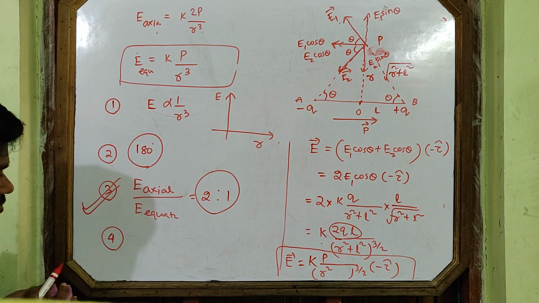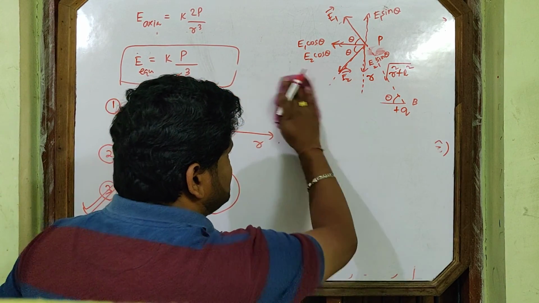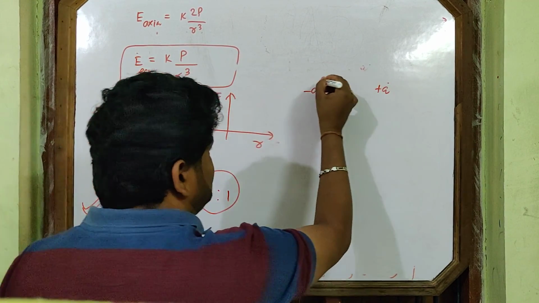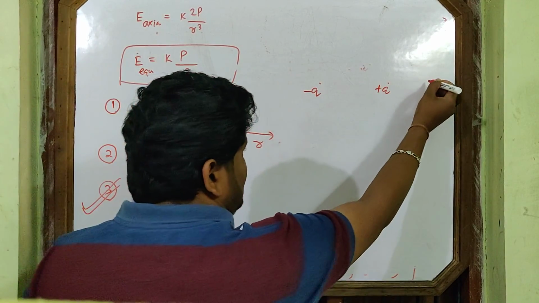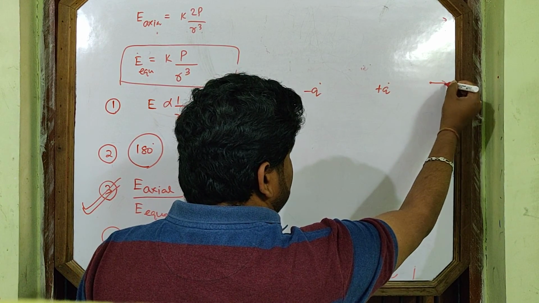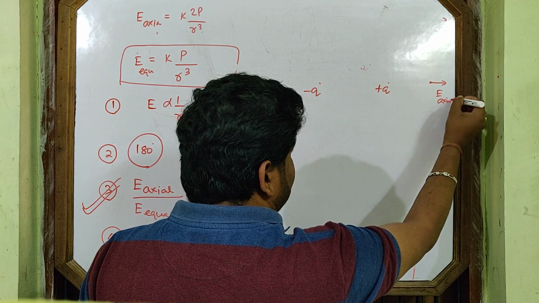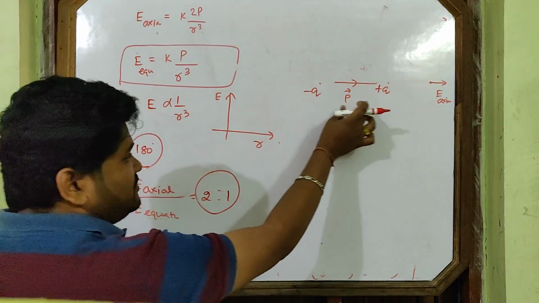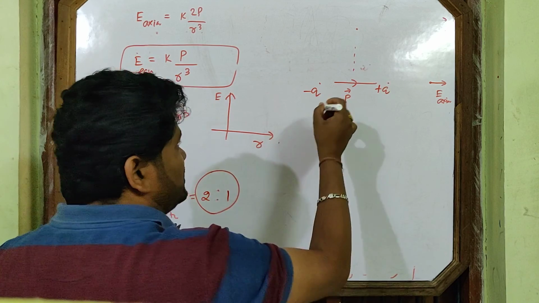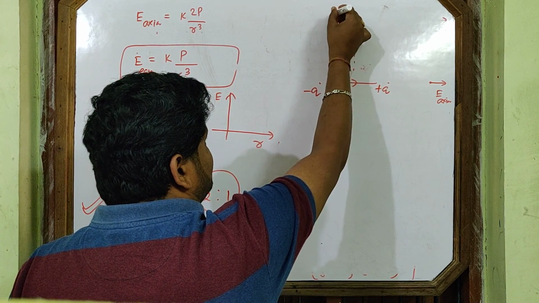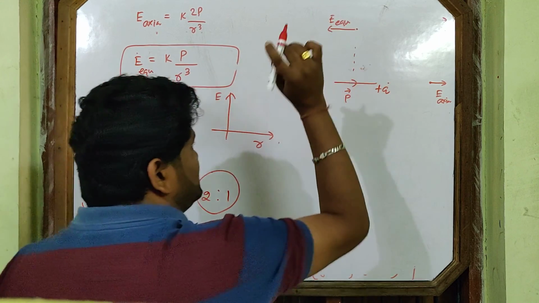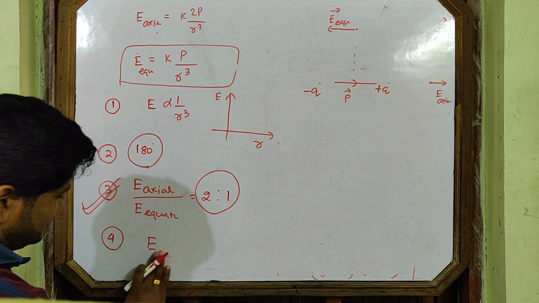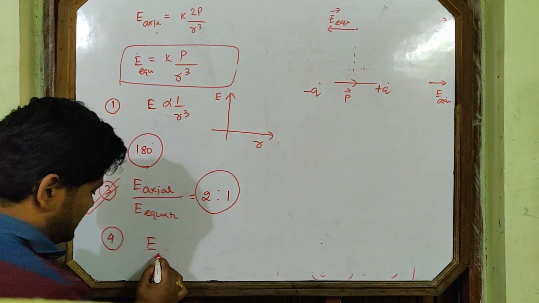Now you come to question number 4. When we discuss question number 4, you see minus q, plus q. Here on the axial line, where is the direction of intensity? This is E axial. The dipole moment is along the x-axis, and the intensity E axial is along the same direction as the dipole moment. And here is the equatorial line. Where is the intensity here? Here is the intensity.